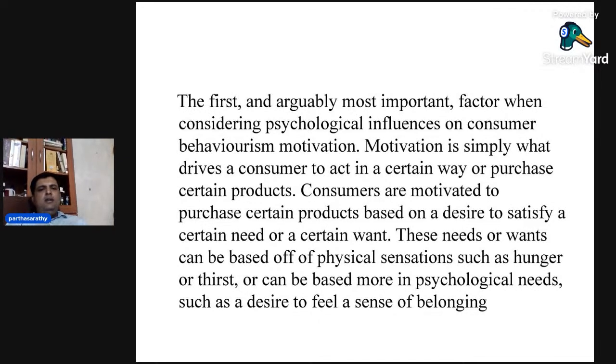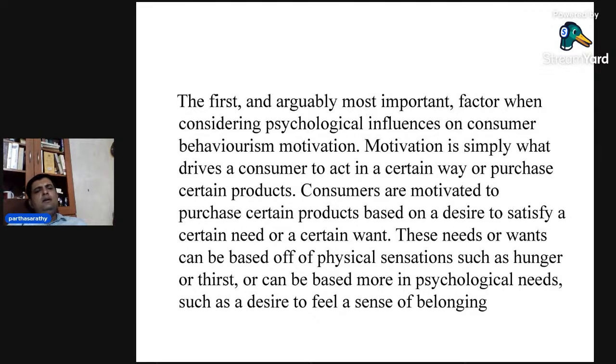These needs or wants can be based off physical sensations such as hunger or thirst. See, motivation is broadly defined into the physical aspect and the psychological aspect. The physical aspect of motivation is food, hunger, thirst, whatever the body needs physically. Psychological motivation is totally different from physical motivation.